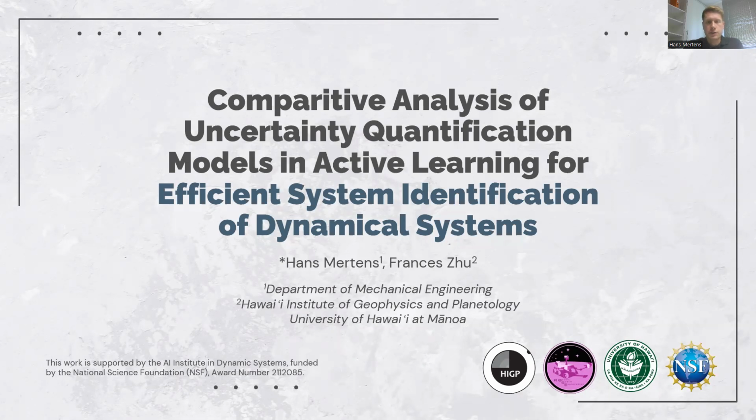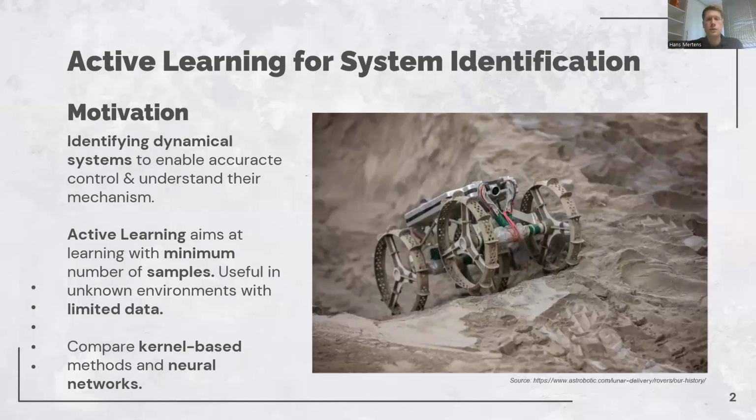I'm a PhD student at the Robotic Space Exploration Lab of the University of Hawaii at Manoa, and I'm presenting on a comparative analysis of uncertainty quantification models in active learning for efficient system identification of dynamical systems. Why do we want to do active learning for system identification?